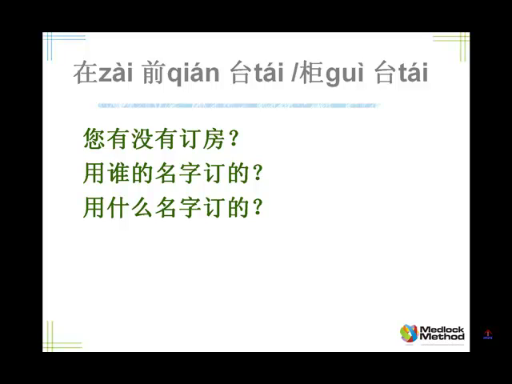Why are we using the 一下? 一下 means a short time, or one moment. And it's also a softener as well. So it serves two functions: as a softener and the idea that you're giving it for a moment and then giving it back. So they won't keep your passport. So how do we say that again? 护照给我一下.